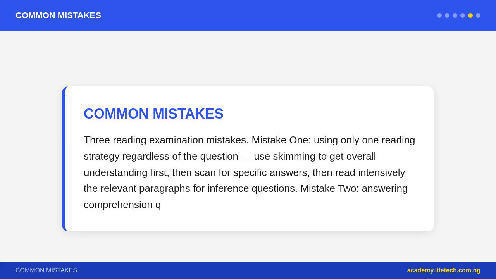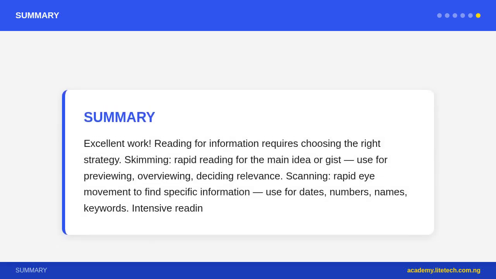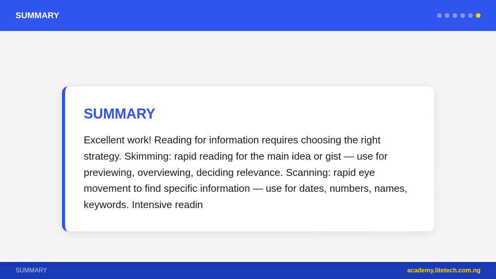Three reading examination mistakes. Mistake 1: using only one reading strategy regardless of the question. Use skimming to get overall understanding first, then scan for specific answers, then read intensively the relevant paragraphs for inference questions. Mistake 2: answering comprehension questions from memory without checking the text. Always return to the passage to verify your answer, even when you think you know it. Mistake 3: ignoring signal words in text structure. Words like however, in contrast, and therefore are clues about how ideas relate. Missing these words causes you to misunderstand the writer's argument.